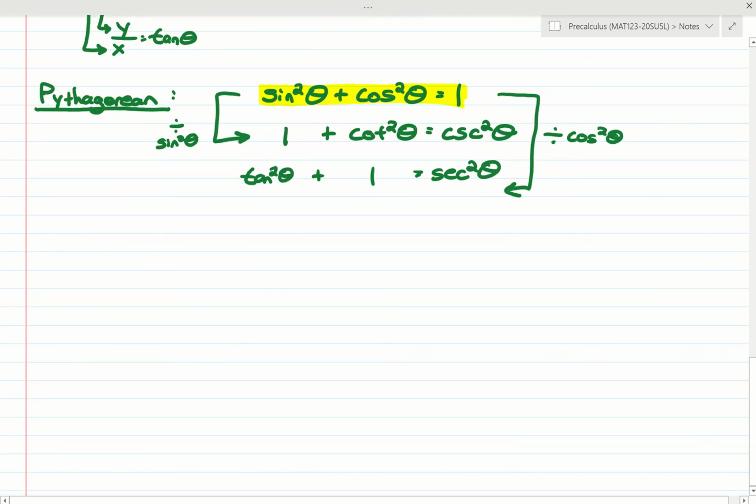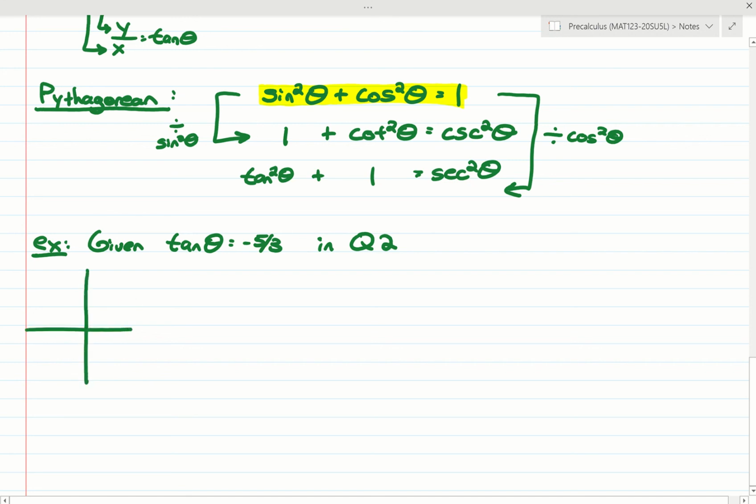So let's practice using some of these properties. So I'll say given tangent of theta is equal to negative 5/3, and we are in quadrant 2. Let's find, so quadrant 2 puts us right here. Remember what's positive in quadrant 2? All students take calculus. Sine is positive in quadrant 2. Everything else is negative besides cosecant.